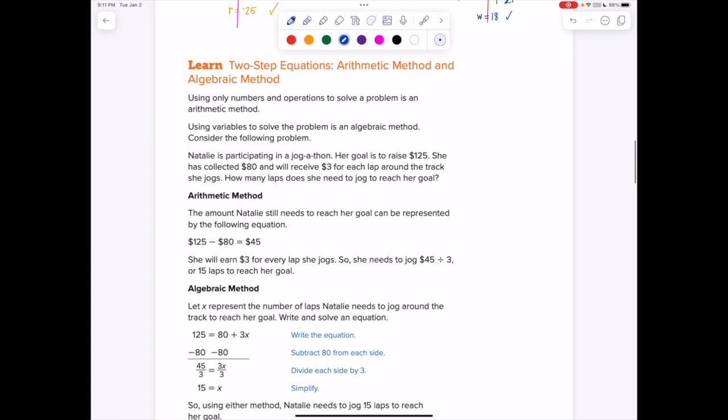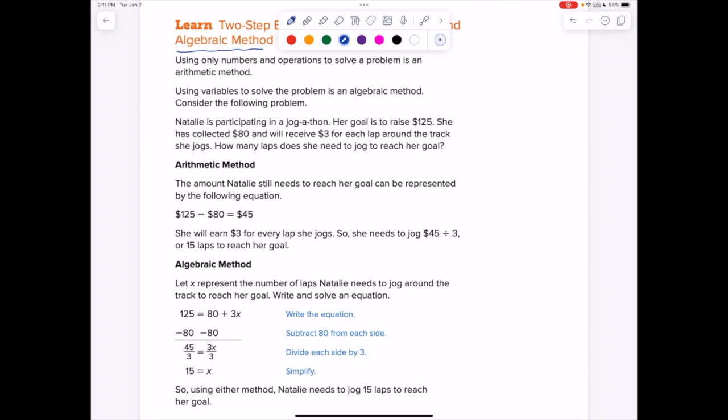Okay. So this part I'm just going to walk through real quick. It says the arithmetic method and the algebraic method. The arithmetic method just means that you're not using any variables. You're just solving the problem out. And algebra means where you're using variables.